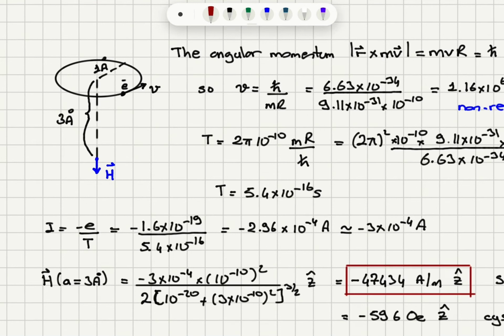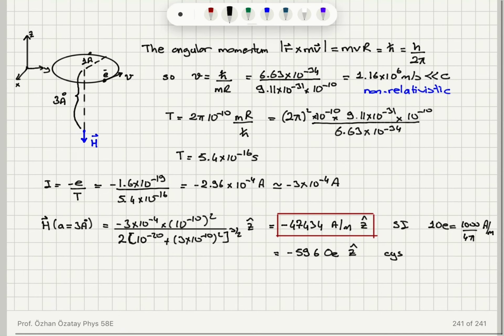And if you look at my setup here, this is my z-axis, this is my x-axis, this is my y-axis. You can see that if the electron is moving in this orbit in the counterclockwise direction, like this, my right-hand rule tells me the field should be pointing up, but because it has a negative charge, the field is pointing down. So it is in the minus z hat direction.